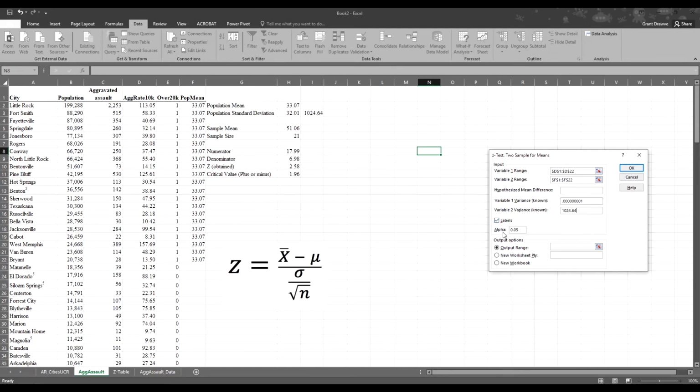So that's all we're saying there with that checked. Alpha here is our critical value, so it's going to pull that for us. So again, we're going to use 0.05, and hopefully we get the same values that we get here. With the output range, I'm going to select just having it right next to it. And then let's hit OK.